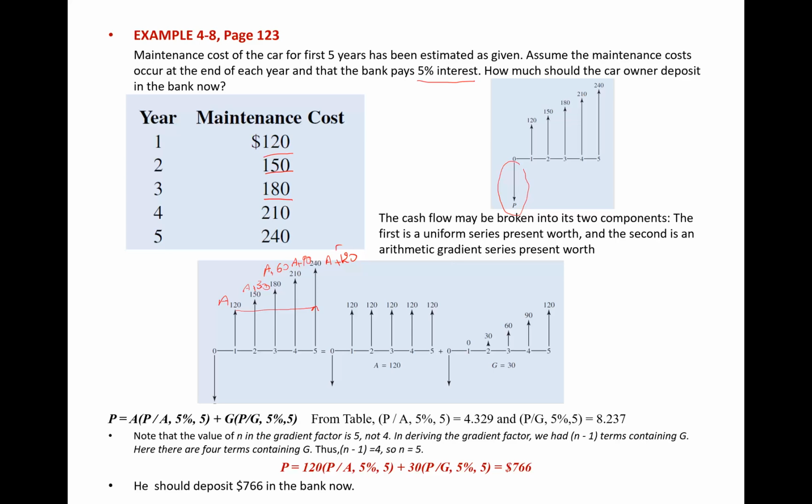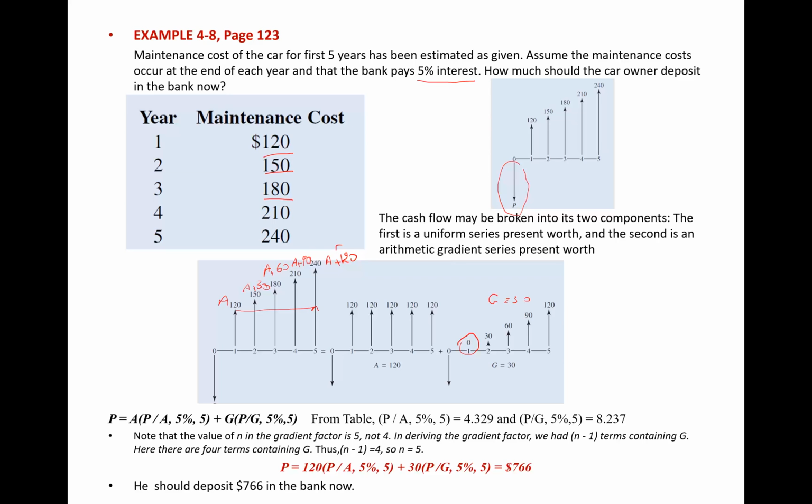So as you see here, it's an arithmetic gradient with increase of 30, so G is equal to 30, and as I said before, the first year should be equal to 0. So we have exactly arithmetic gradient. So to calculate the present value, we have to calculate the present value for the uniform series here, and after that we calculate the present value for the gradient.